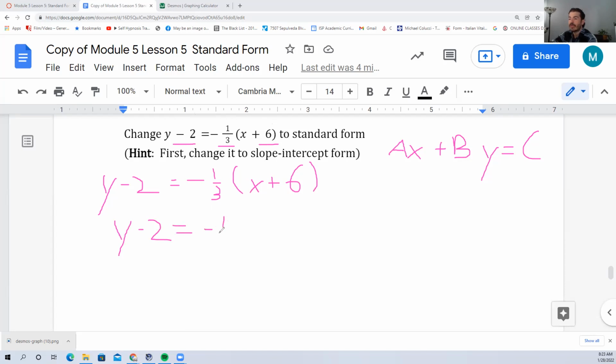So I'm going to distribute the 1/3. 1/3 times 6 is 2, and it's negative, so this is going to be a -2. And then the last thing I have to do to get it into the form of y equals mx plus b is add 2 to both sides. I'm going to work vertically to save a little time and space. I'm doing this to isolate my y, because in slope intercept form, I've solved for y.